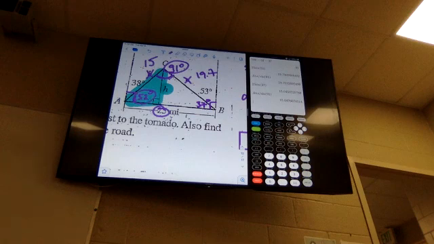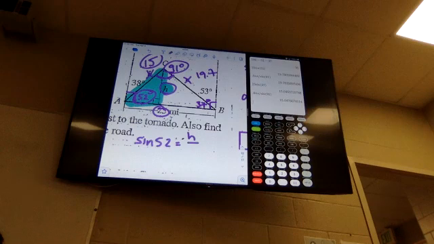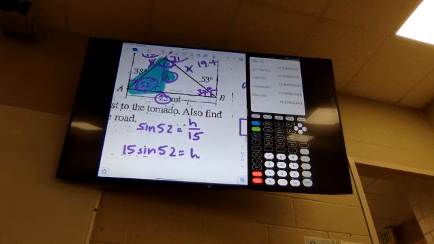I've got 52, I've got opposite, which is h, and I've got hypotenuse, which is 15. So I'm gonna do sine of 52 equals h over 15. Multiply by 15. 15 sine of 52 equals h. 15 sine 52 in the calculator equals 11.8.